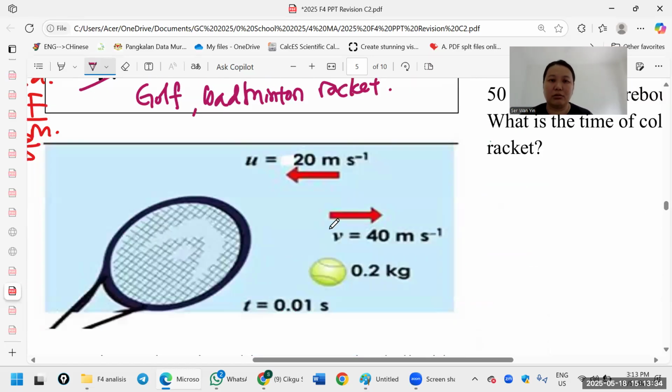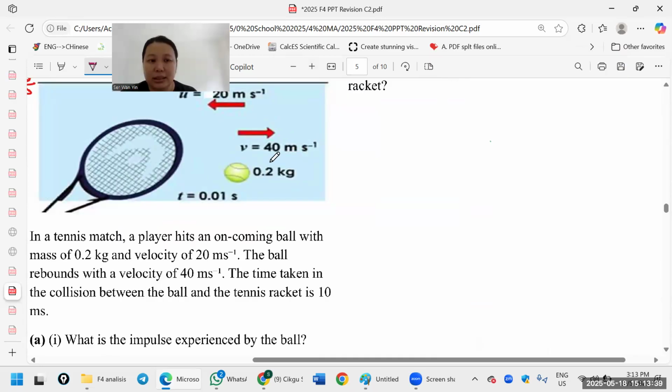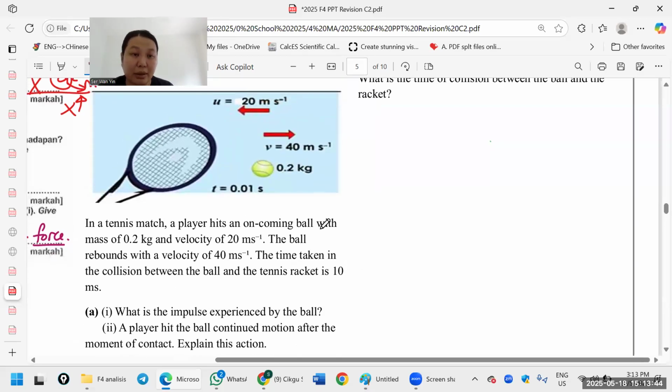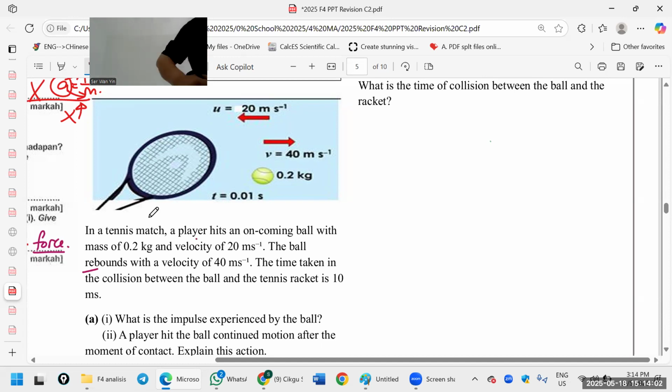Okay, so now, be careful about this question. In a tennis match, a player hits an oncoming ball with a mass of 0.2 kg and velocity of 20 meters per second. The ball rebounds. Be careful, rebounds. Rebounds means, look here, the direction is different.